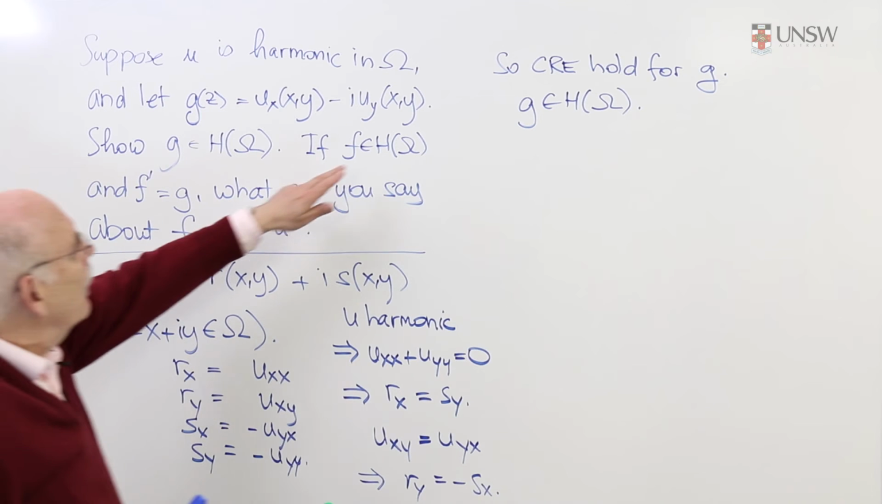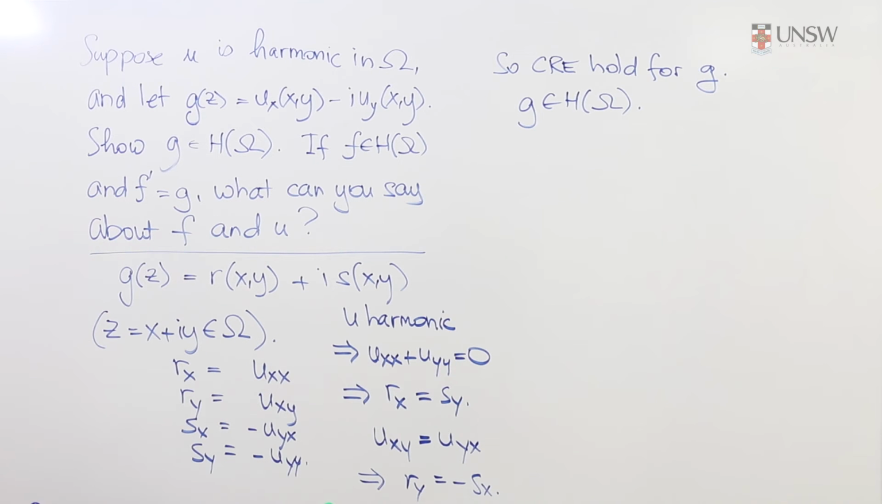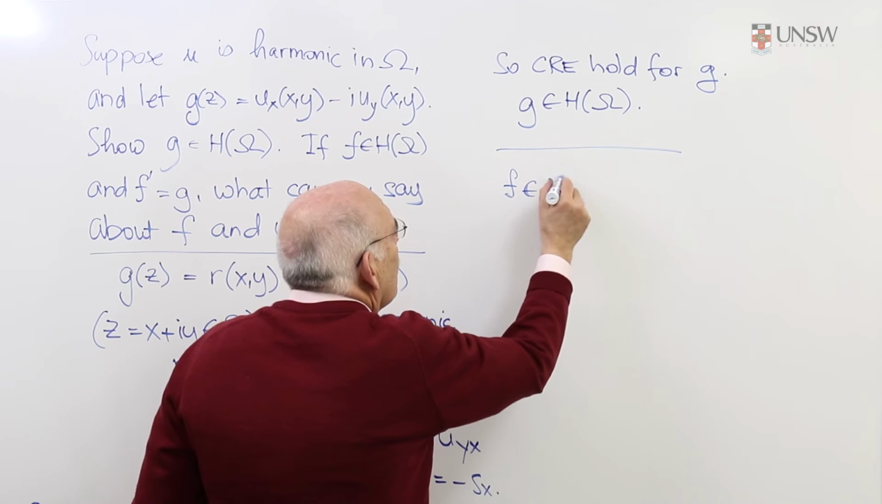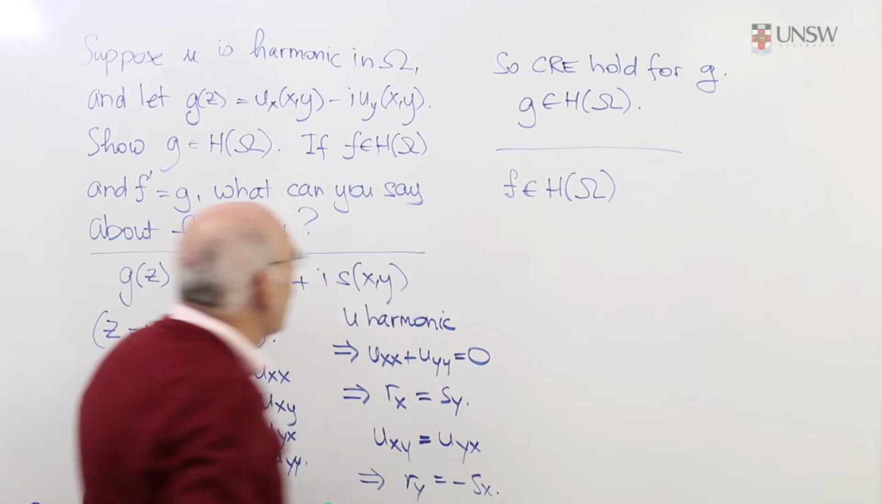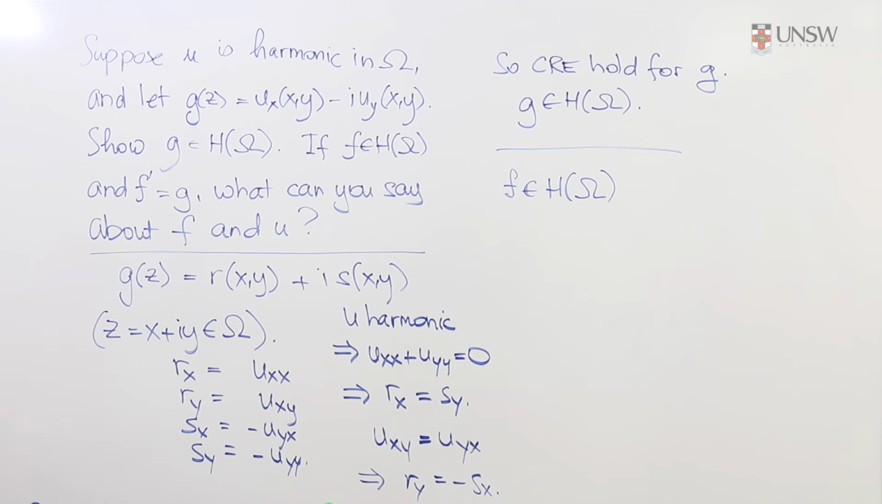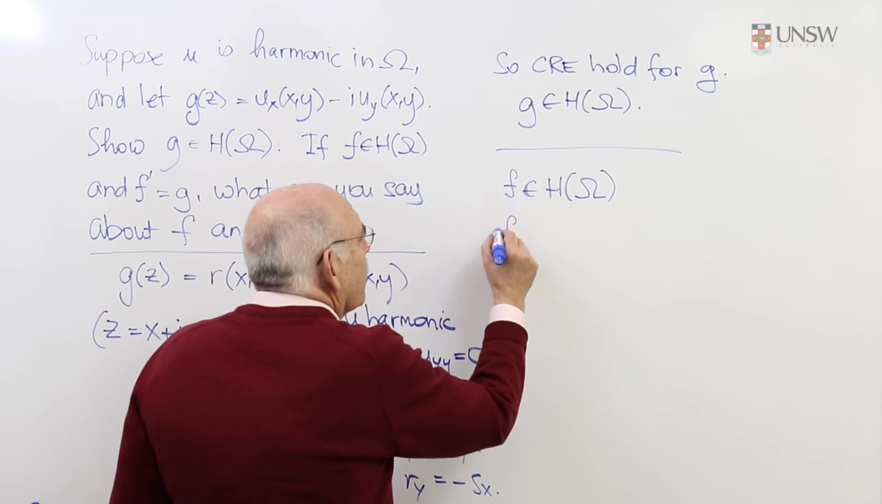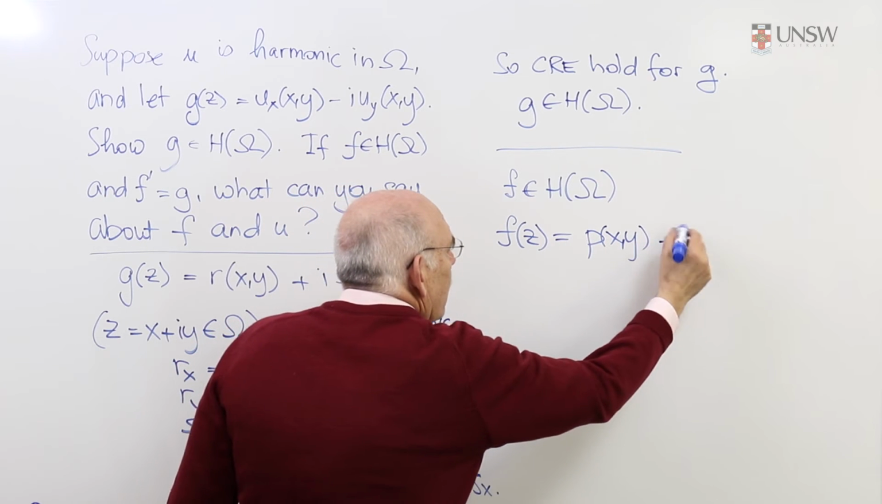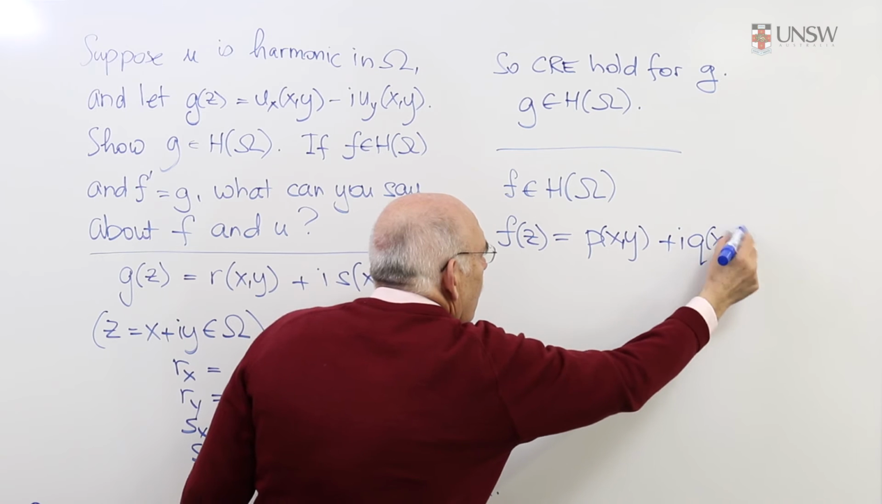Now, if f is in H of omega and f prime is equal to g, what can we say about f and u? Well, if f is holomorphic, then we can write f also in terms of a real part and an imaginary part, and we're running out of letters at this point, but let's write f of z is equal to p of (x,y) plus i times q of (x,y).